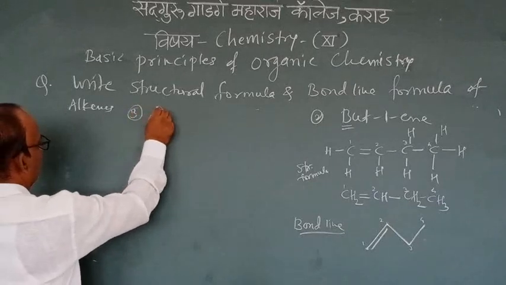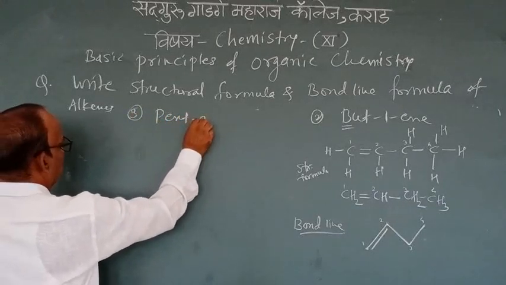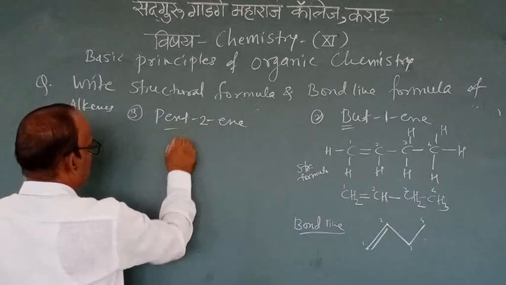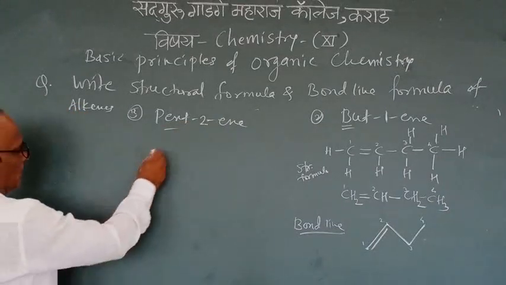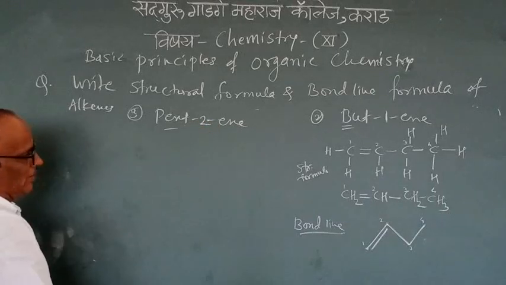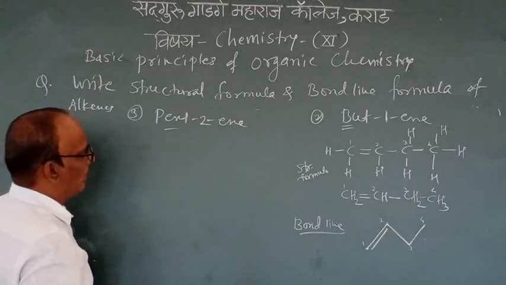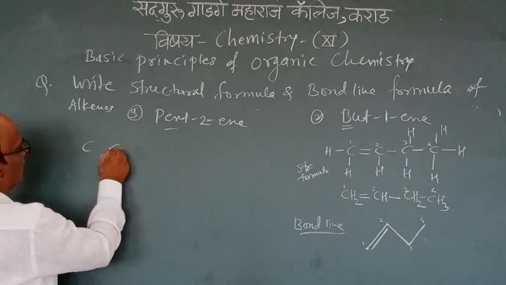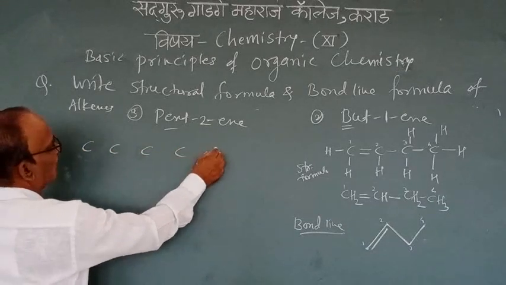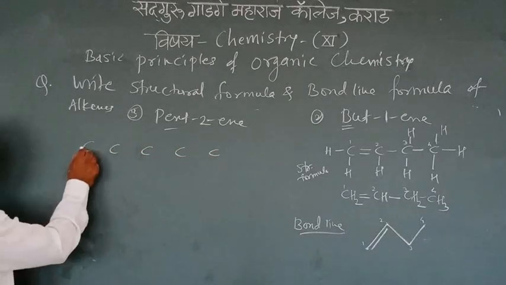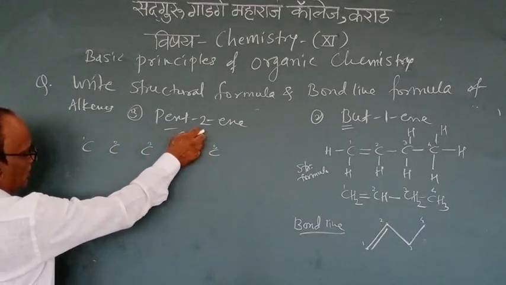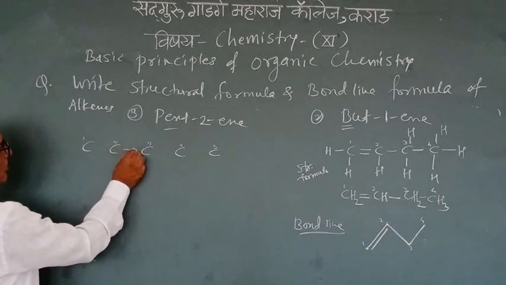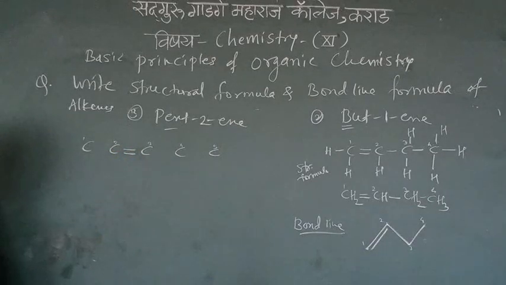Third example, pent-2-ene. Here pent means how many carbon atoms are there? 5 carbon atoms. And at carbon number 2, the double bond starts, that is in between 2 and 3. So you first write 5 carbon atoms, 3, 4 and 5. Number the carbon atoms 1, 2, 3, 4 and 5. Pent-2 means between carbon number 2 and 3, there is a double bond.